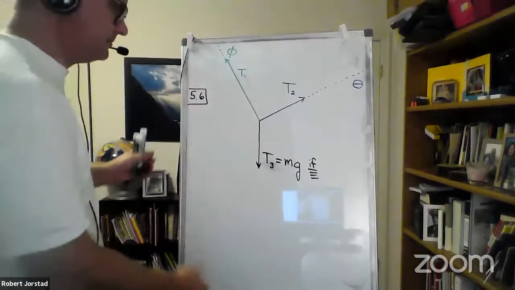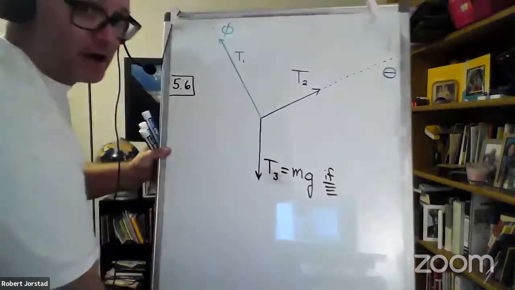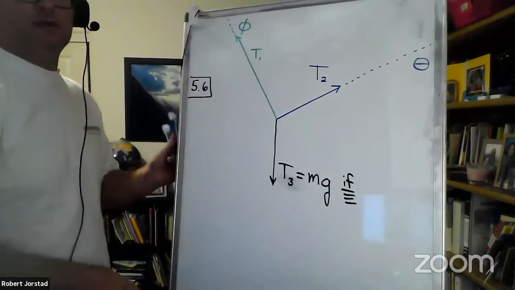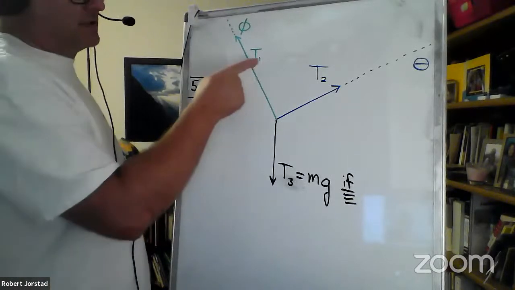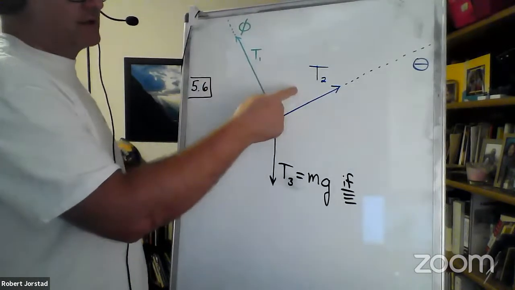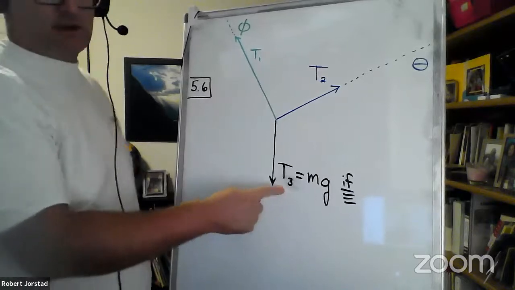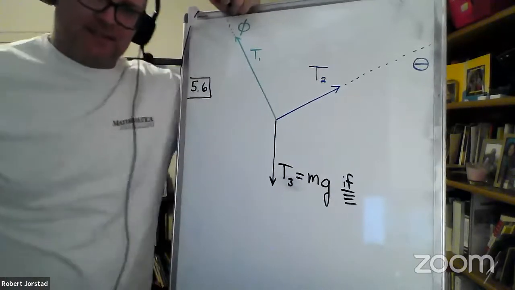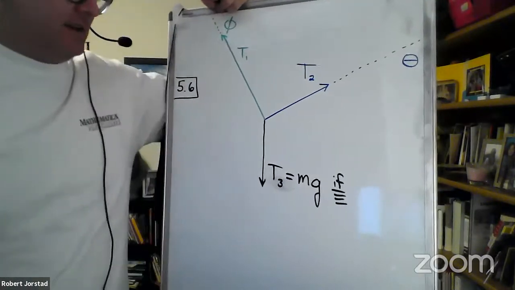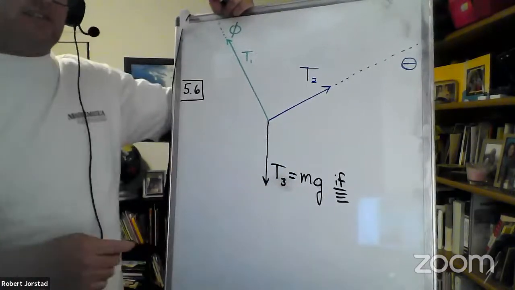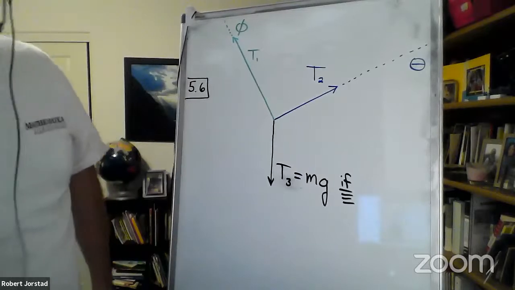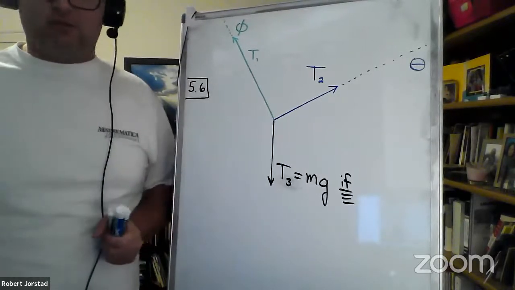There we go. So here's the problem I've drawn up. Okay, so we were shown tension 1 here in green, tension 2 there in blue, and tension 3. And part A immediately asks us, hey, under what circumstances will T3 equal mg? Do you guys remember from last time what has to be true for that tension to equal the weight?